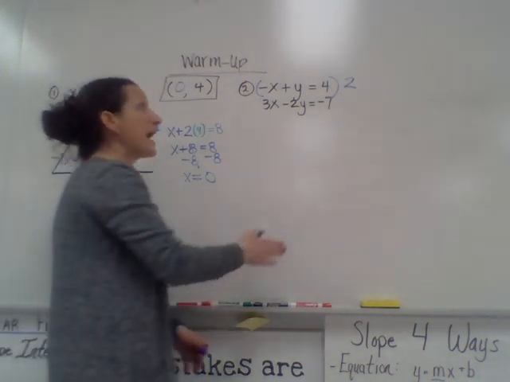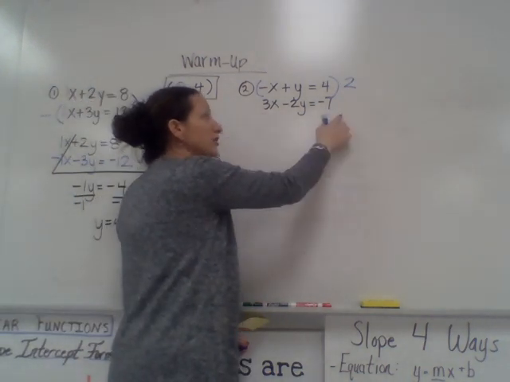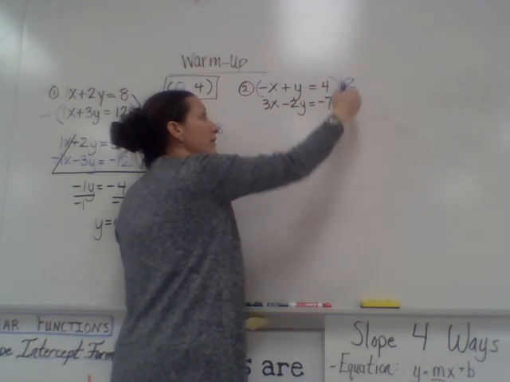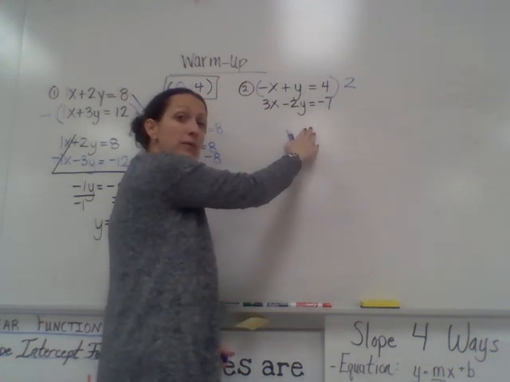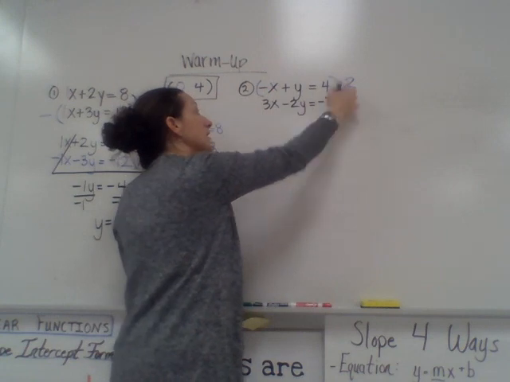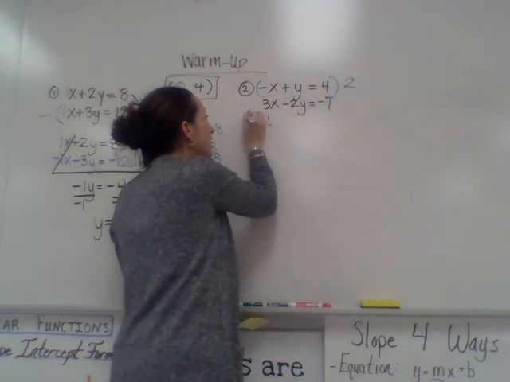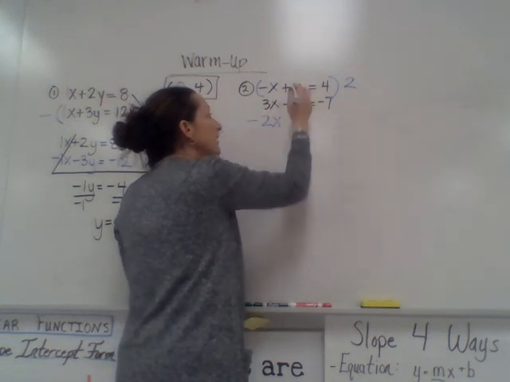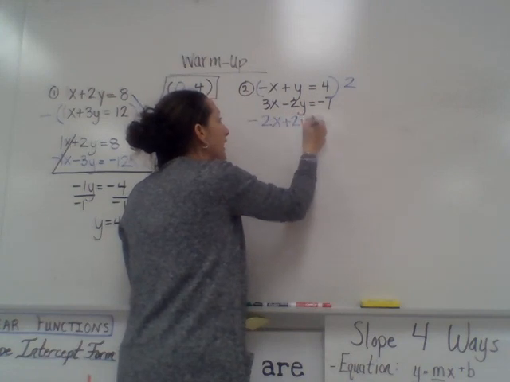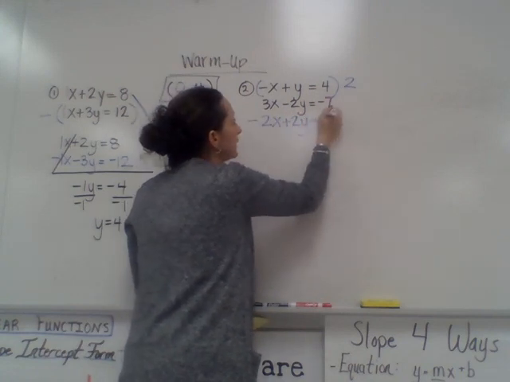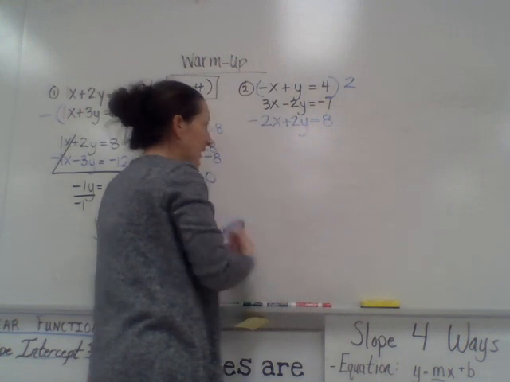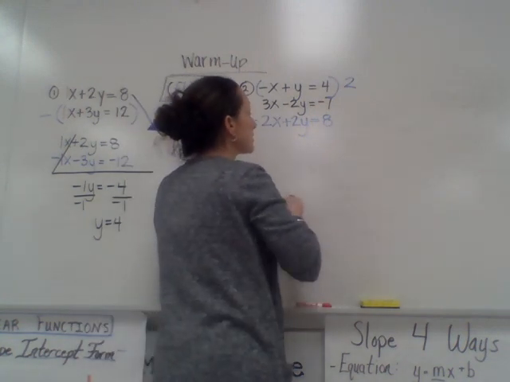So I'm going to multiply everything by 2. So I'm just going to actually keep my second equation here, and I'm going to write my new first equation after I multiply by 2 underneath. So -x times 2 is -2x. 2 times y is a +2y. 4 times 2 is 8. And this was originally a -7. I kind of wrote on top of it, so it's hard to see.